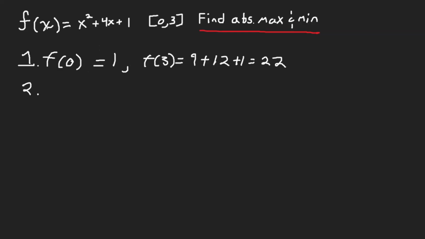The second thing is we're also going to want to evaluate our function at the critical values or the critical points. To find the critical value, we'll have to take the derivative of our original function, which is just 2x plus 4. And to find the critical value, we just have to set it to 0. So through rearranging, we get that x equals minus 4 divided by 2. So x will be negative 2.